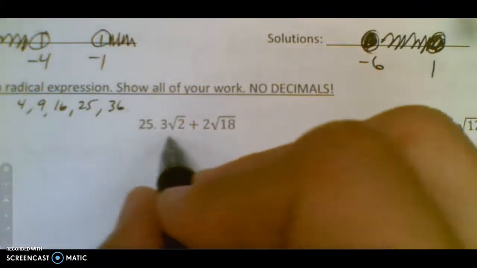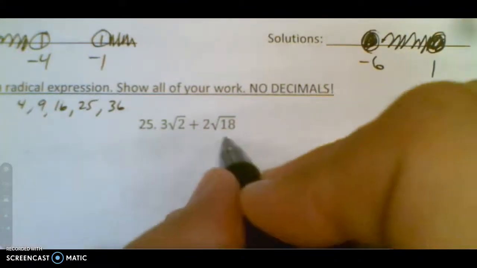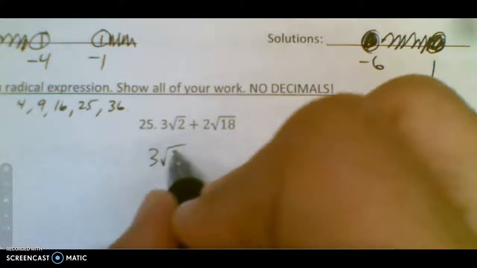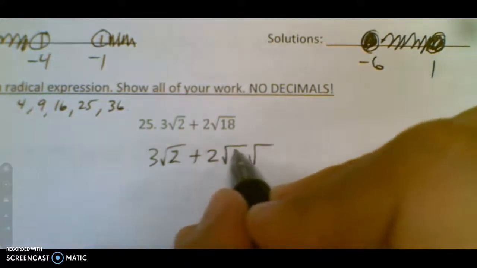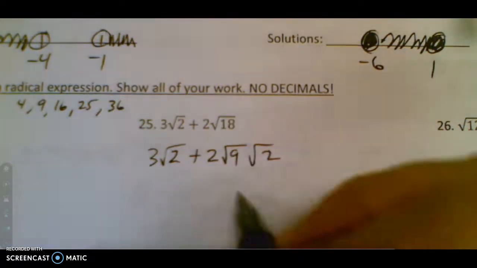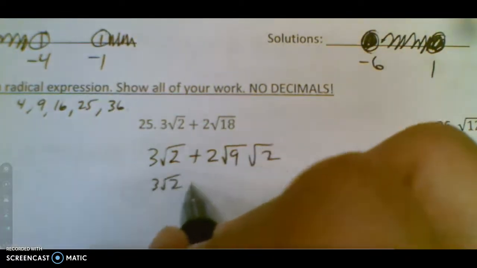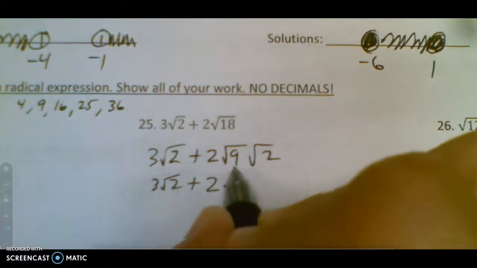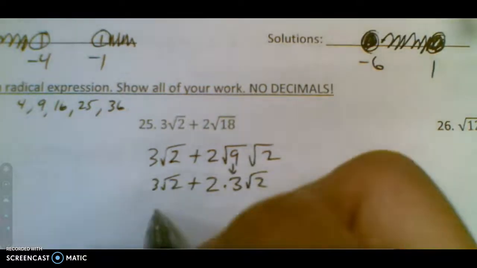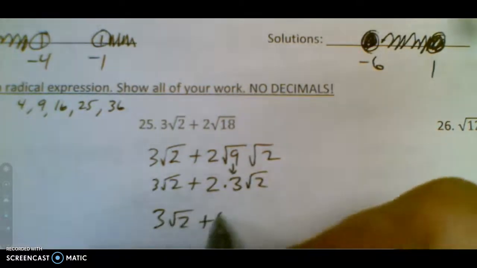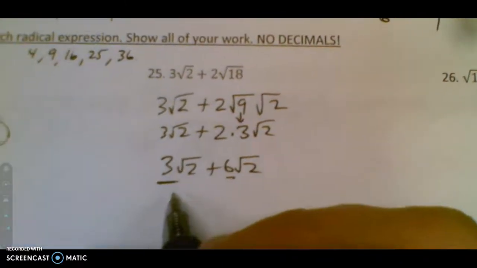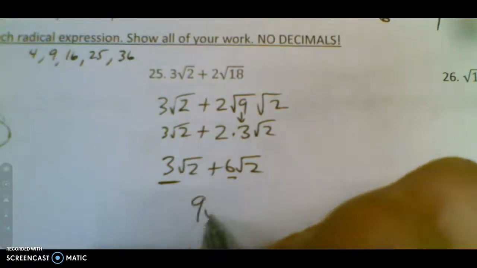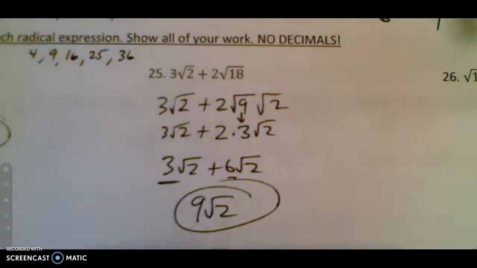Adding and subtracting. You cannot add and subtract until they match. So I'm cool with this guy, but this guy can break down further. 9 and 2. So really it becomes 2 times 3 radical 2. And finally, you're like, what's 3 radical 2's plus 6 radical 2's? It's 9 radical 2's. You just add the coefficients.